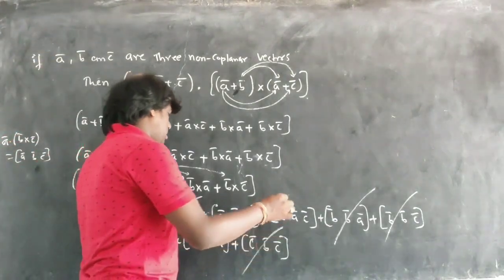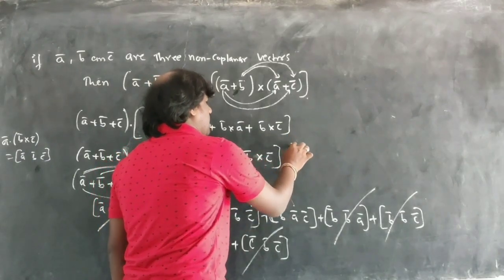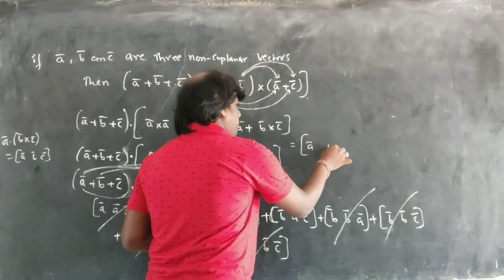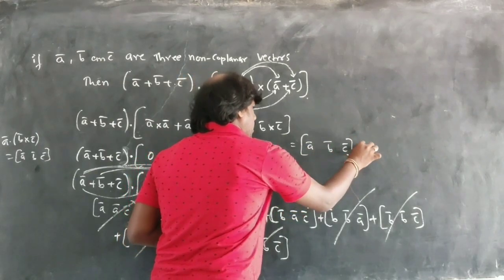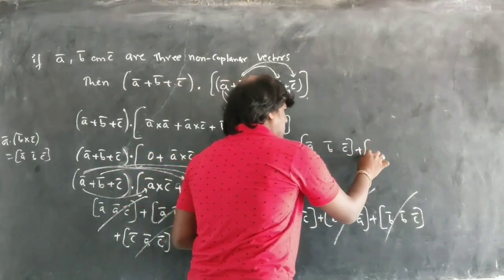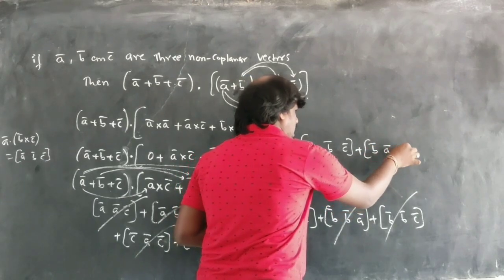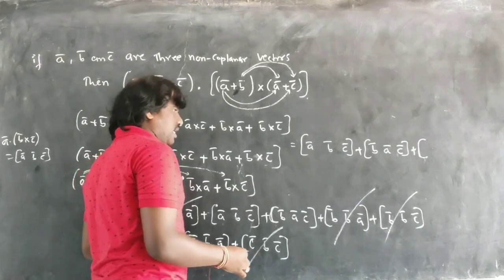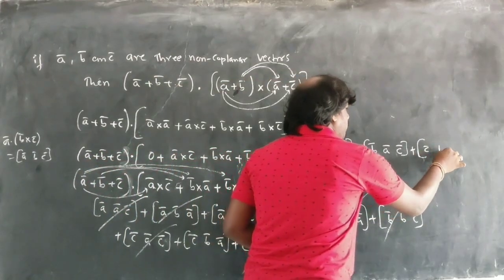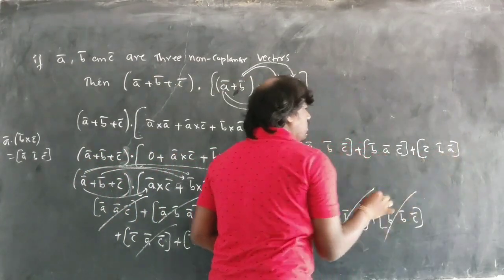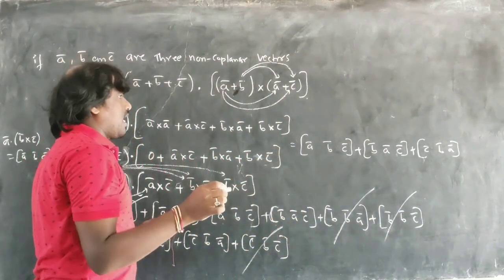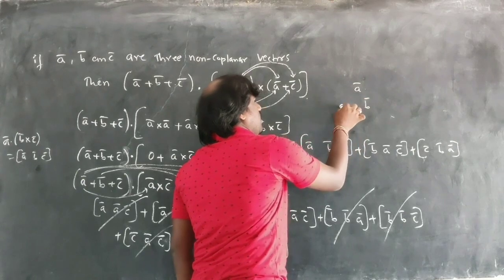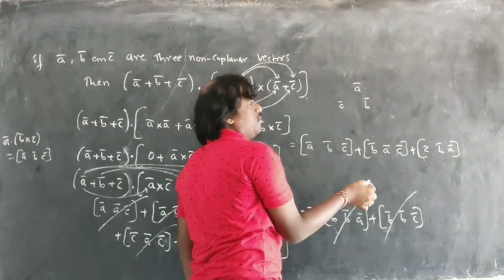What is left here? Box ABC, plus box BAC, and another one, CBA. To solve this, just keep this logic in mind: we will come to know which ones are equal, and the rest will be the opposite of this.